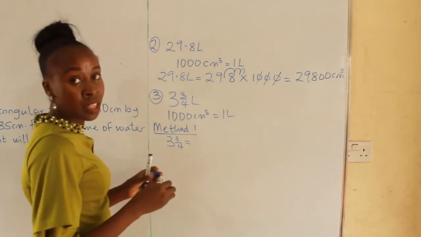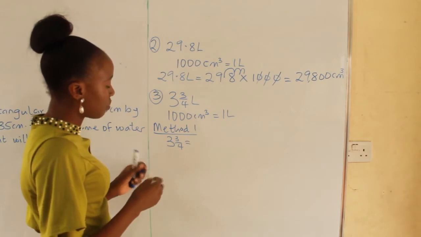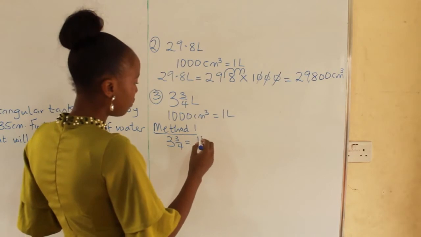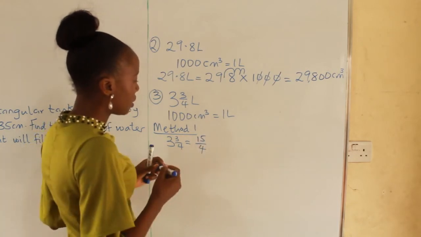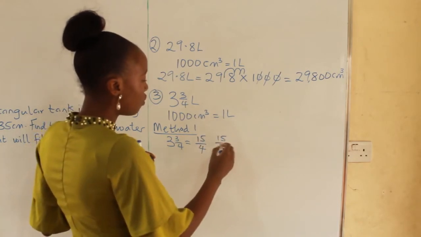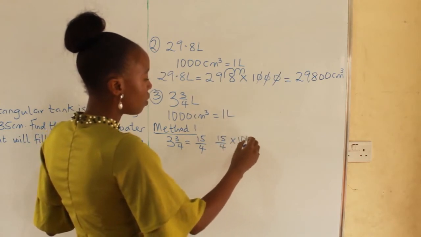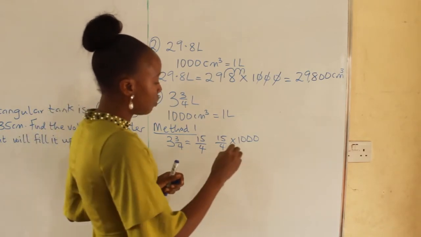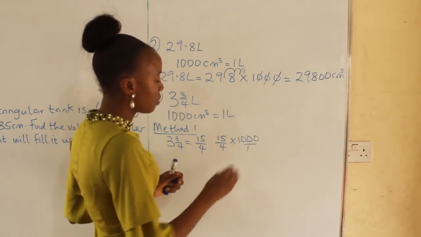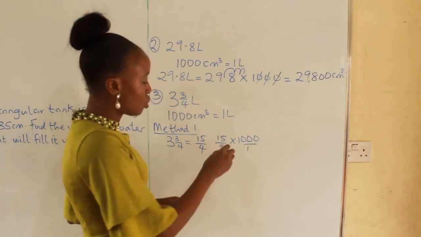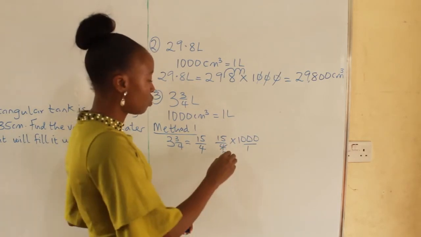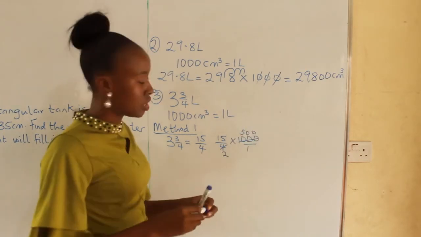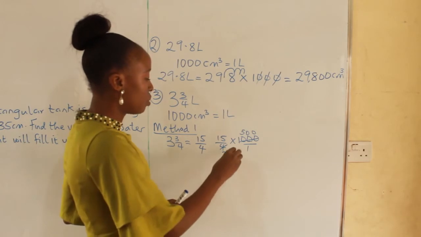4 times 3 is 12. 12 plus 3 is 15. So we have 15/4. And then 15/4 times 1000. Alright. Now, 15/4 times 1000/1. 2 can divide 4 2 times. 2 here, 500. 2 can go again. 2 here, 1.